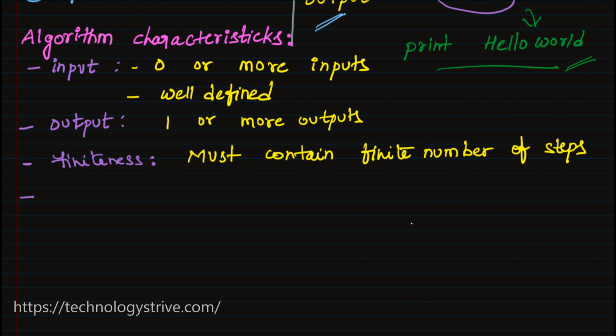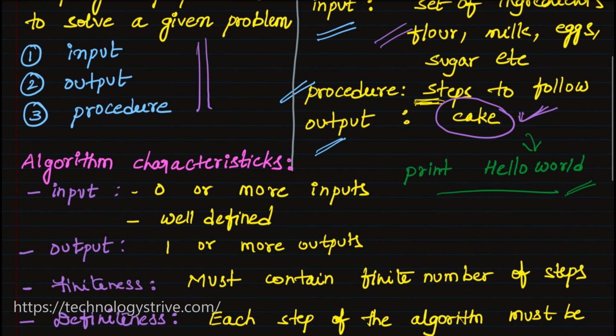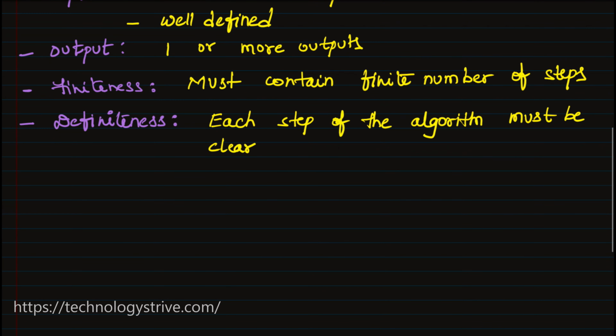Next one talks about definiteness. Each step of the algorithm is clear. Like in our recipe example, we have some steps like step 1, mix the ingredients. But what are the ingredients we have to mix? We won't be mixing all the ingredients in one shot, right? We will take some flour, then beat the eggs and mix them, and later add the other ingredients. In a similar way, every step in the algorithm must be clear.